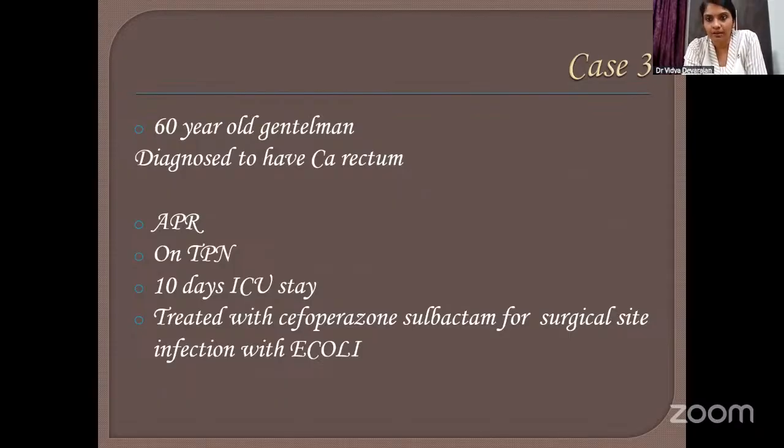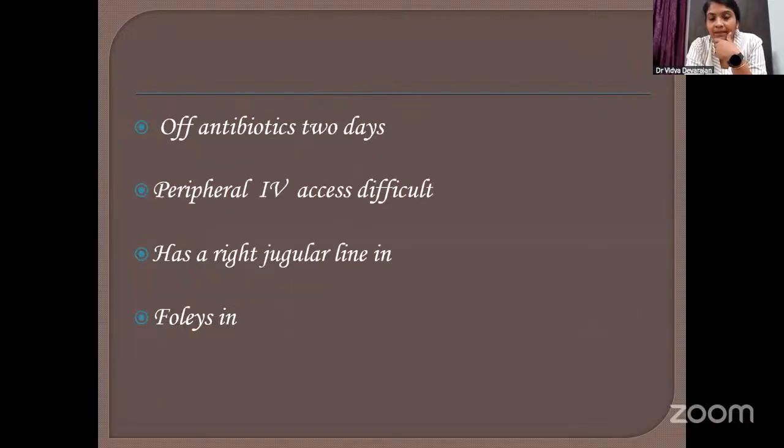Now I have the third patient, a 60-year-old gentleman diagnosed to have CA rectum. He's had APR. He's on TPN, 10 days into ICU stay. So someone with a GI surgery, on TPN, 10 days into ICU stay. He had a surgical site infection with E. coli, so he was treated with cefoperazone sulbactam. He's off antibiotics 2 days. Peripheral IV access is difficult, so he has a right jugular line in for some time now. He has a Foley's in.